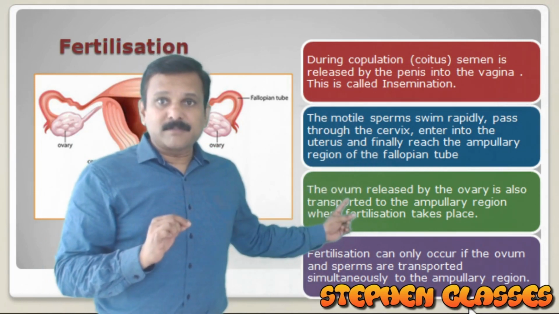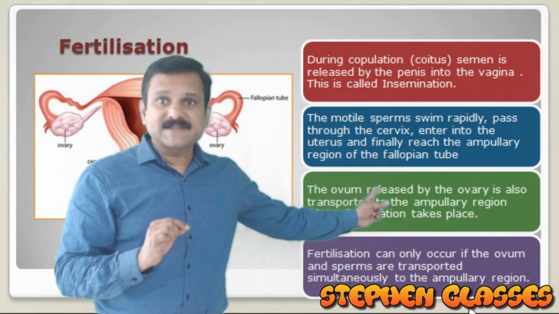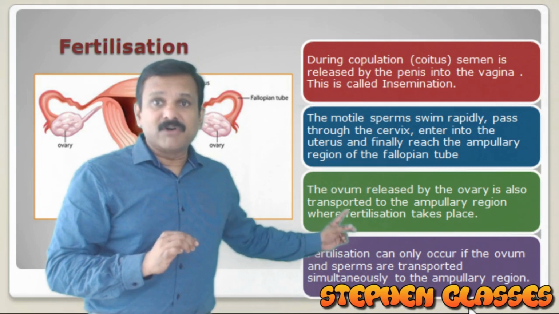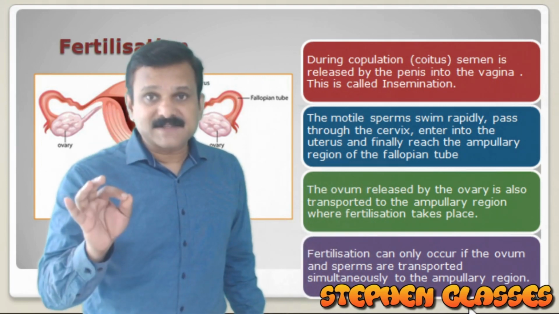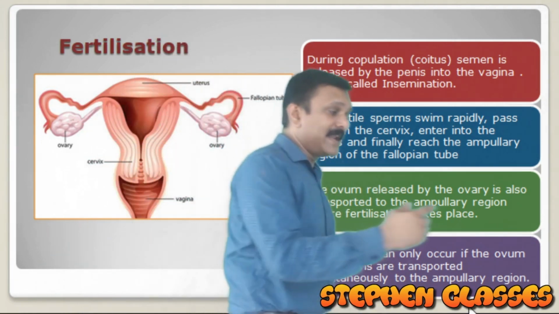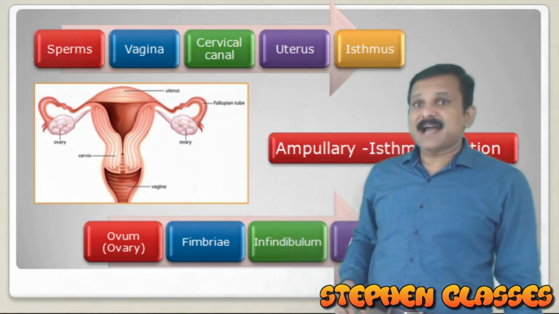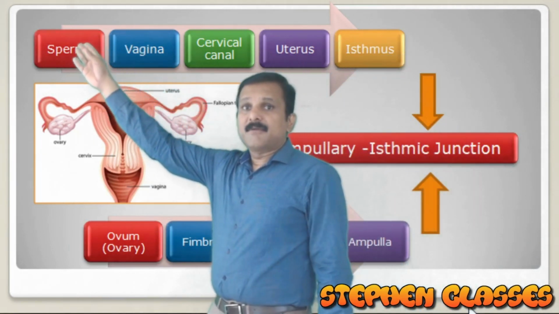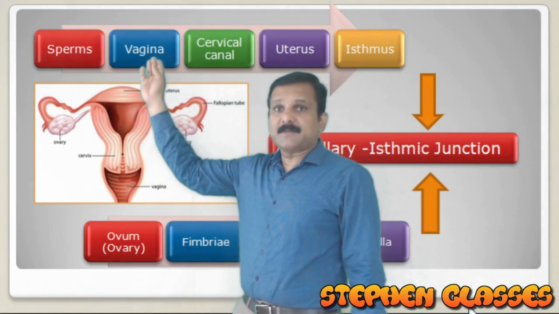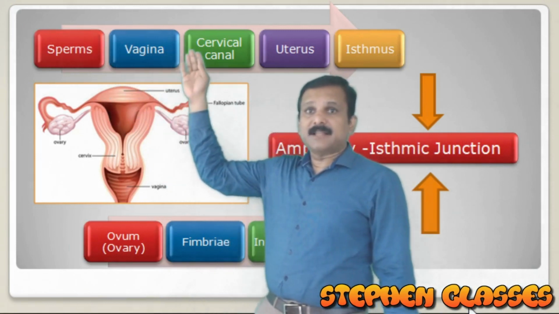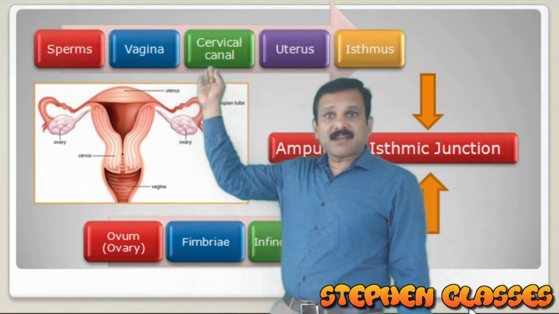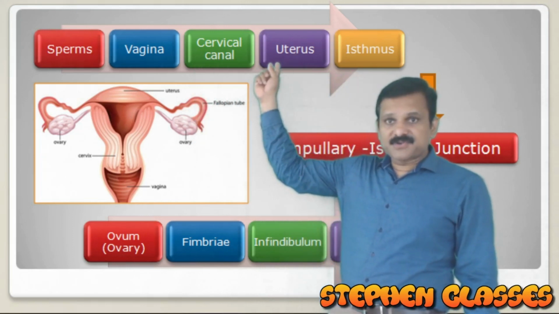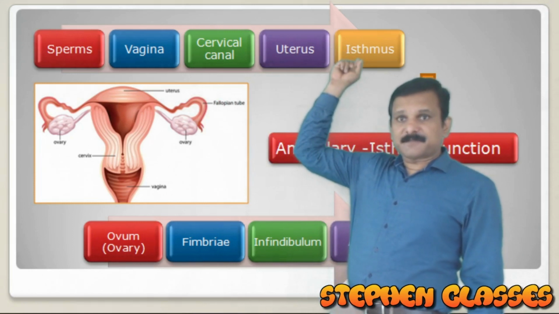Then what about the ovum? As I explained, the ovum will be released by the ovary. It is also transported to the ampullary region where fertilization takes place. So we have the path in the next slide. In this next slide, you can see how the sperm cells are moving. They are moving to the vaginal region by insemination. From the vagina, they will be transported to the cervical canal, from the cervical canal to the uterus, and from the uterus to the isthmus region.